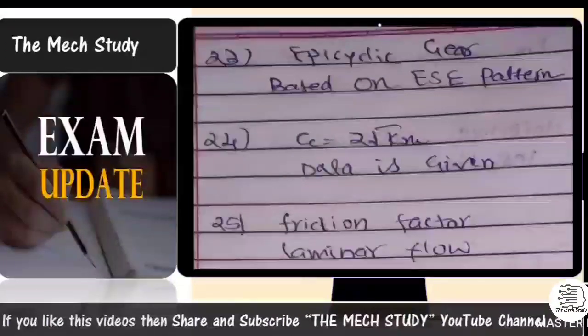Going with the next one, it's a question of theory of machines. They will provide the epicyclic gear diagram. You need to calculate basically the number of teeth and speed of the particular system. Going with the next one, you need to basically calculate the critical damping coefficient. They will provide the mass and a spring constant K. It is a basic and direct forward question.